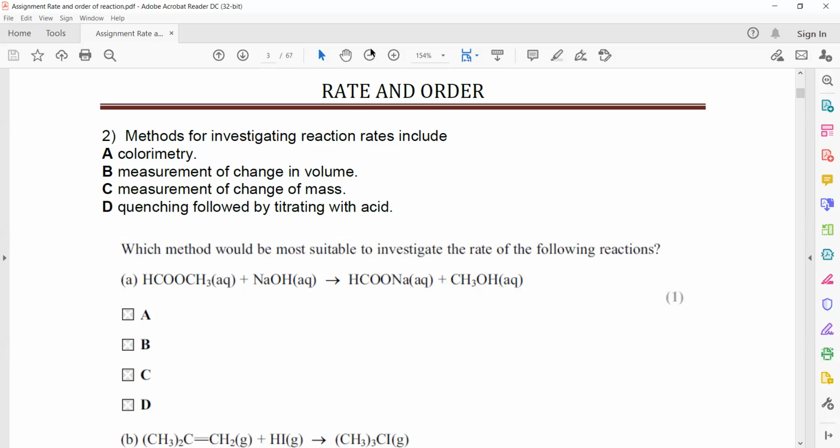That can also be used if a reaction involves a gas being given off, and then quenching followed by titration with acid. So if alkali is involved as a reactant, we can titrate with acid. These are some techniques which can be used. So in part A, they're asking which method would be the most suitable to investigate the rate of the following reaction.